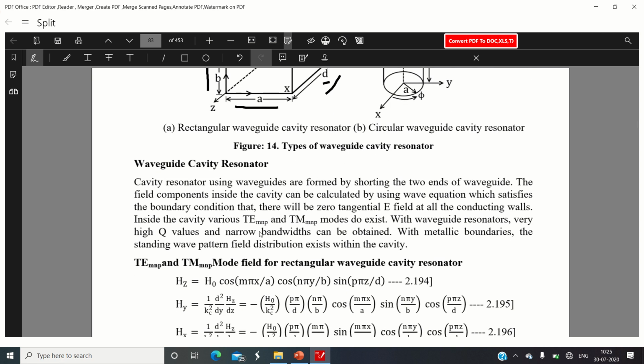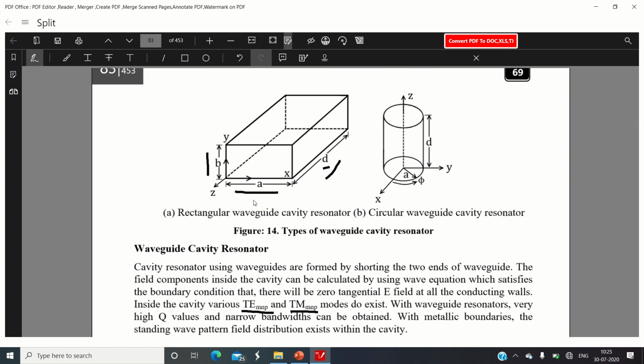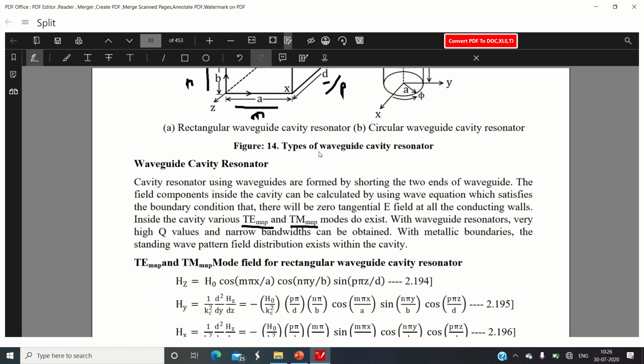This additional suffix indicates that we have truncated the waveguide in the third direction. So the different modes of a cavity resonator are expressed as TE suffix MNP and TM suffix MNP, where M and N are as usual: the number of half cycle variations of the field along the x-axis, which is M, and along the y-axis, which is denoted by N. Similarly, the number of half cycle variations along the propagation direction is denoted by P. So here we get three suffixes, while in the case of a rectangular waveguide we get two suffixes. Please remember this.